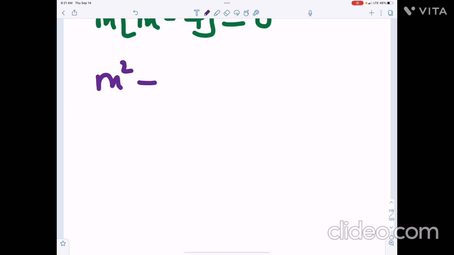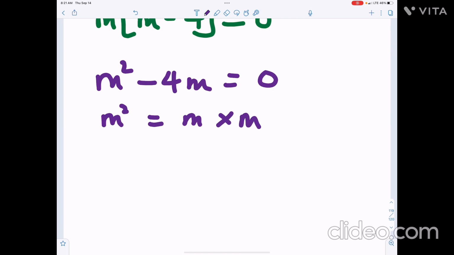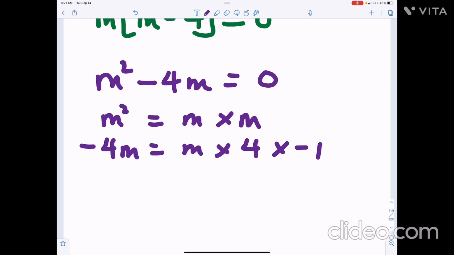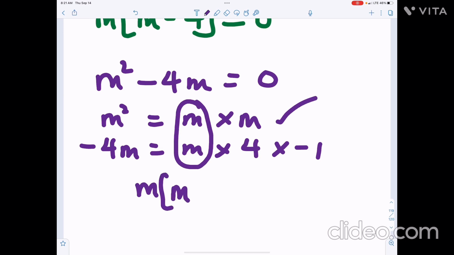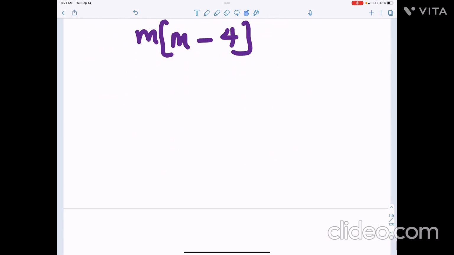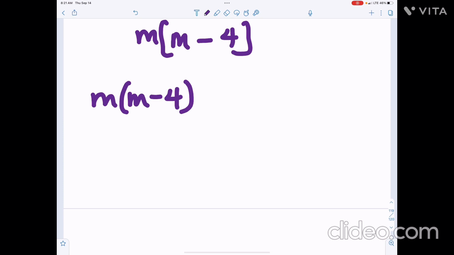m squared minus 4m is 0. m squared is what? m times m. Minus 4m is what? m times 4 times minus 1. So m is the common factor. m outside. What do you have in the first row? m. And in the second row, minus 4. So this is going to give you m times (m minus 4) is equal to 0.